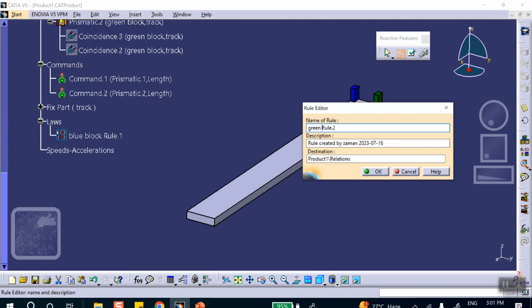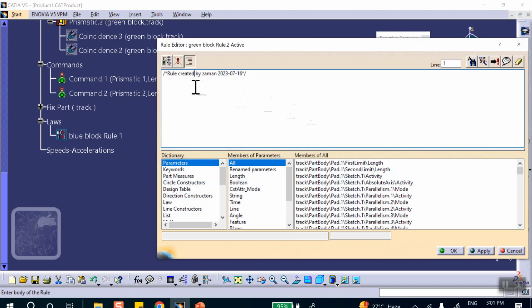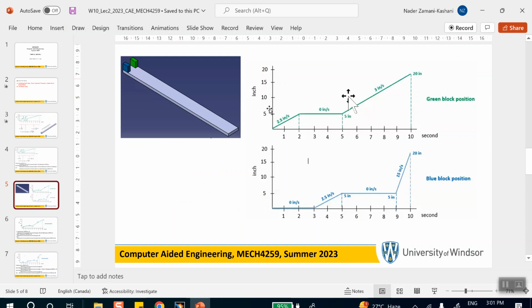Green law. Green block. Okay. You say okay. And now we have to put in the information for this curve. So the breakpoints are the 2. If t is less than 2, 2.5 inches per second.